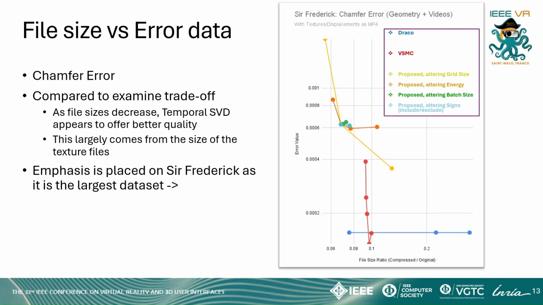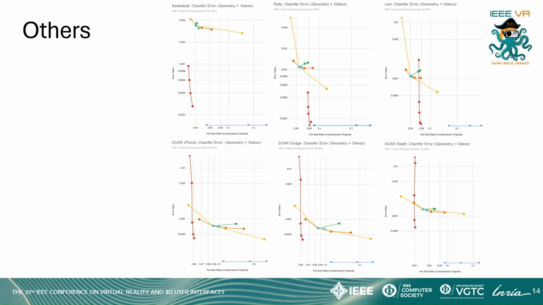Examining the chamfer error, we can see that VSMC experiences a very steep rise in error as the file size decreases. Draco seems to experience a relatively stable error. However, its entire effective file size is bound between those two data points. In order to decrease its file size further, it would need to edit its quantization level. Looking at the proposed method, we can see that altering either the grid size or the energy level experiences a very smooth trade-off between the file size and the chamfer error. We can see this is present across all other datasets as well, basketball being an exception, which will be talked about later.